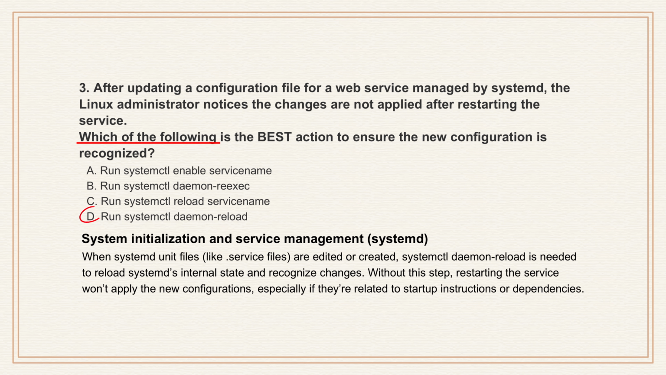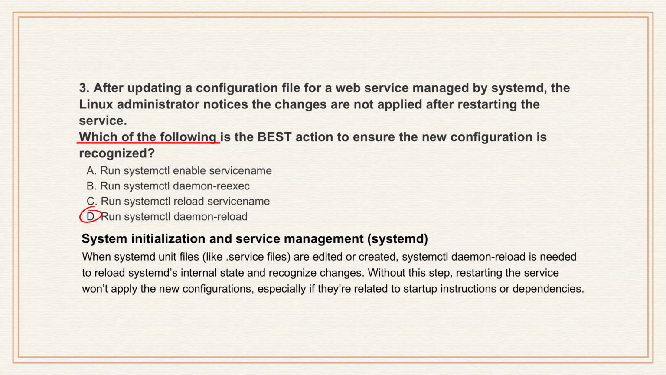But the thing is, systemd itself kind of keeps its own internal list or cache of all the unit files, those service configuration files. It reads them once and keeps them in memory. When you just edit the file on the disk, systemd, well, it doesn't know you did that. It's still working off its old cached information. Ah, okay. So simply restarting the service tells the service to stop and start, but it uses the configuration that systemd currently knows about, which is the old one.